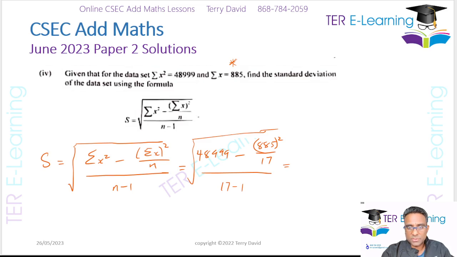48999 minus, open brackets, 885 squared divided by 17, close brackets, divided by 16, equals, second function square root, and I'm getting a standard deviation of about 13.5. I saw this for 4 marks, and I'm still at a loss in terms of what they really want, but if it's just a substitution, that's it. N is 17, you had 17 students. They gave me what sigma x squared is, and they gave me sigma x, even though we just calculated it. So that's it.